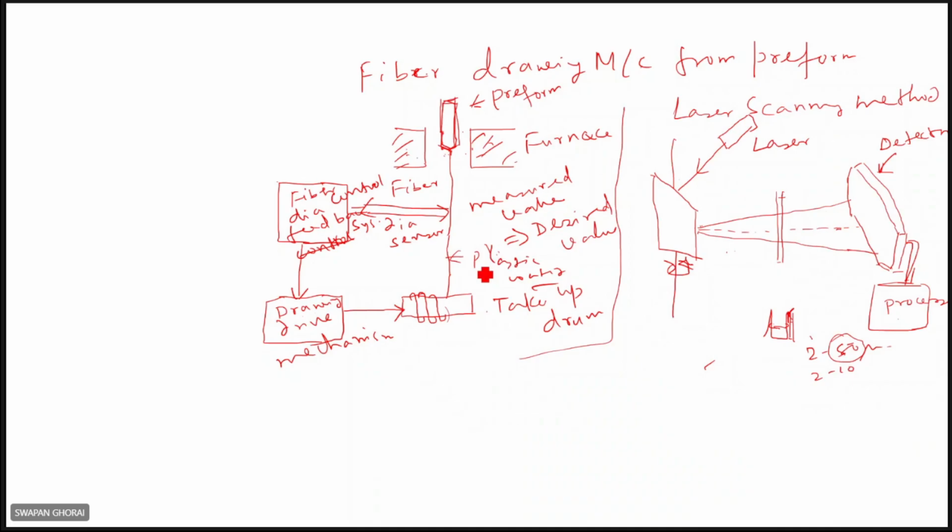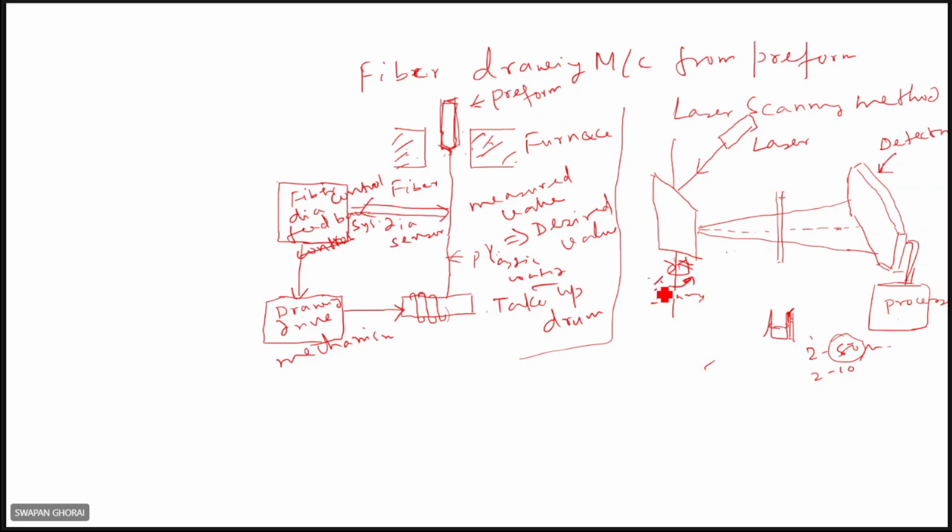Coating is provided here so the fiber can be rolled. If it is made of glass, then it can break. And how the diameter is measured, you see here. This is a scanning element. The fiber is placed across the laser source, the laser beam, right? And this is rotating.